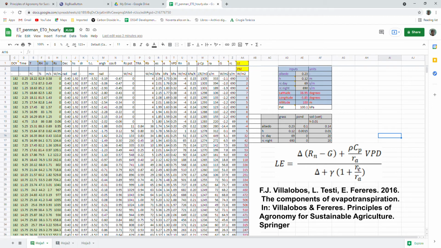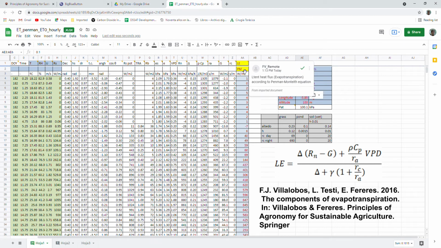We have values of canopy resistance for day and night periods for grass, free water, a pond, or a wet soil. We can substitute these values here to get the calculations changed for different surfaces. For instance, if we move to a pond, the spreadsheet would change the calculations to show the latent heat flux for that type of surface.